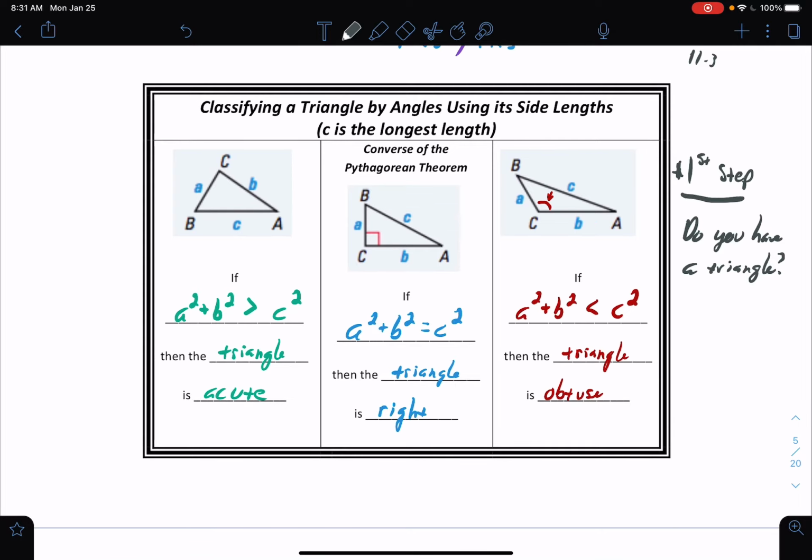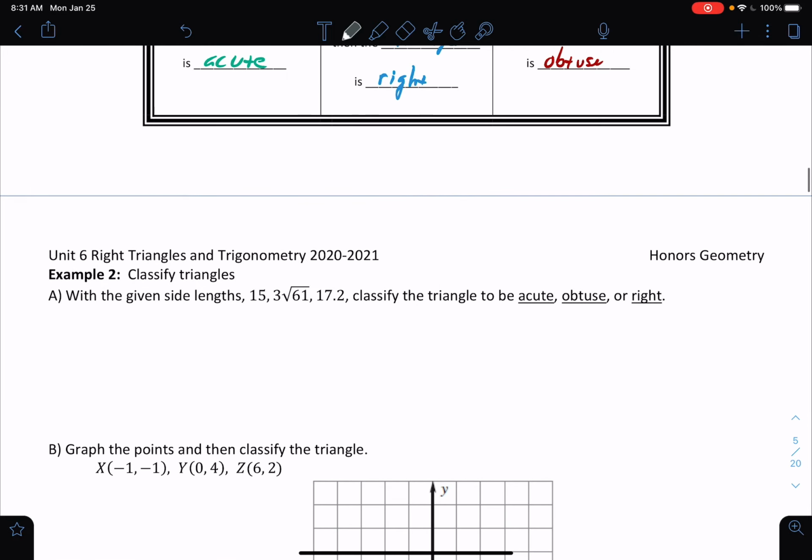Remember, to figure out if you have a triangle, you take the small side plus the medium side, and that has to be bigger than the large side. If that's true, then you can do a squared plus b squared and see what its relationship is with c squared. It's a two-step process. So let's go over some examples. Classify triangles with the given side lengths as acute, obtuse, or right.